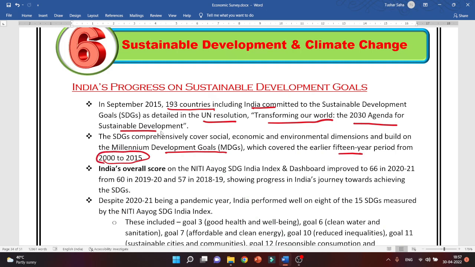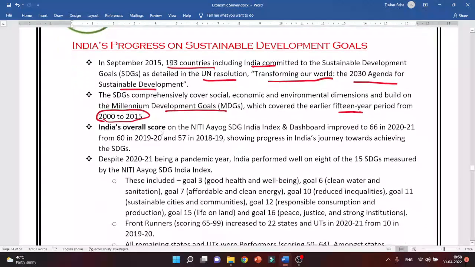So, I told you 2005, that's not right, it is 2015. For these 15 years, there were Millennium Development Goals, because 2000 was the year of the Millennium. Then comes the Sustainable Development Goals for the next 15 years, means Agenda 2030. Okay, 2030. So 193 countries, which includes India, have adopted it.